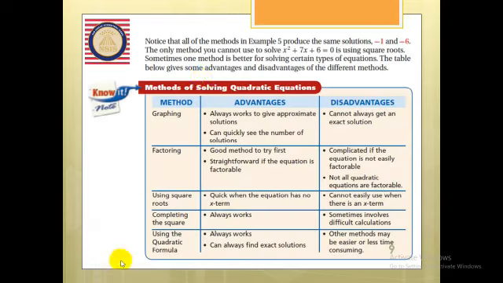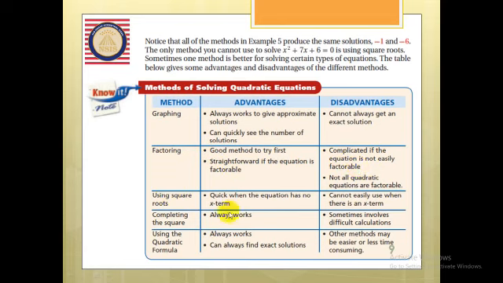Okay, very good. So you notice that all the methods that we took give me the same solution, which is negative 1 and negative 6. But look here, I have each method and its advantages and disadvantages. Graphing always works to give approximate solutions. It's not an exact solution, okay? Factoring is a good solution, but sometimes it's complicated.